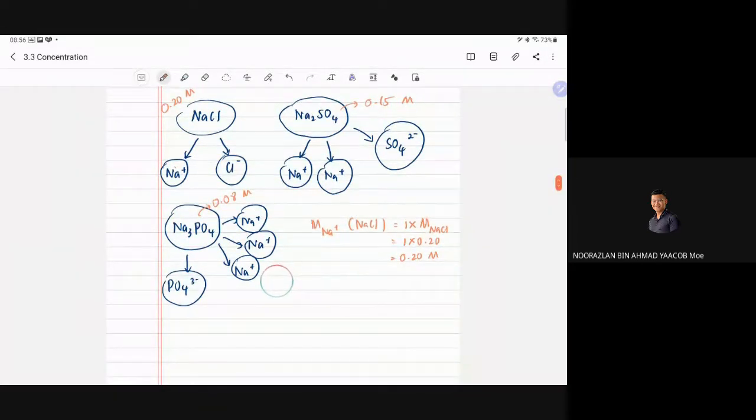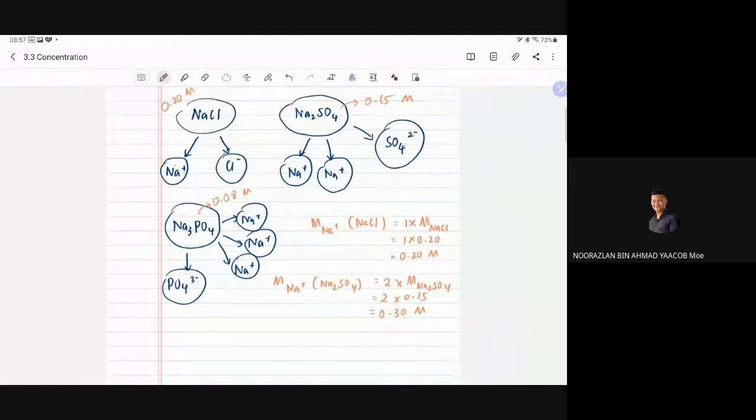The next one. Molarity of Na plus dalam Na2SO4. Sama dengan Na ni untuk dalam ini. Kalau ini 0.15, Na dia ada 2. So 2 kali ganda lah. 2 darab molarity of Na2SO4. So 2 darab 0.15 sama dengan 0.30 molar.